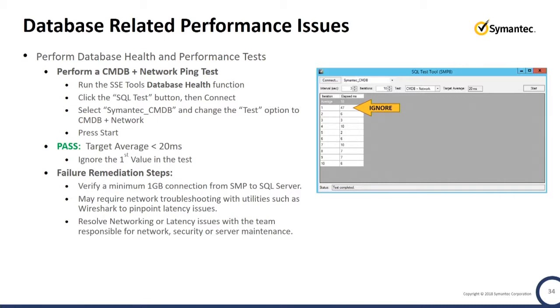Okay, so what you want to do is let it run at least 10 iterations and make sure you ignore the first value, but everything underneath that should be less than 20 milliseconds, right? That ensures that the minimum 1 gig connection is happening between them. Obviously, if you run this on an NS with a SQL Server on it, it's going to be 0 right down the line. All right, so if you do see this, ensure that you got the 1 gig connection, ensure that everything's 100%. Use Wireshark if you want to trace between, right? So it's probably a networking issue at that point.